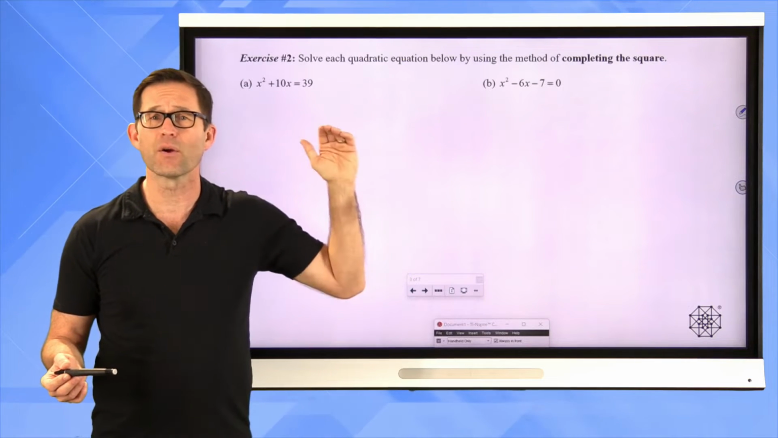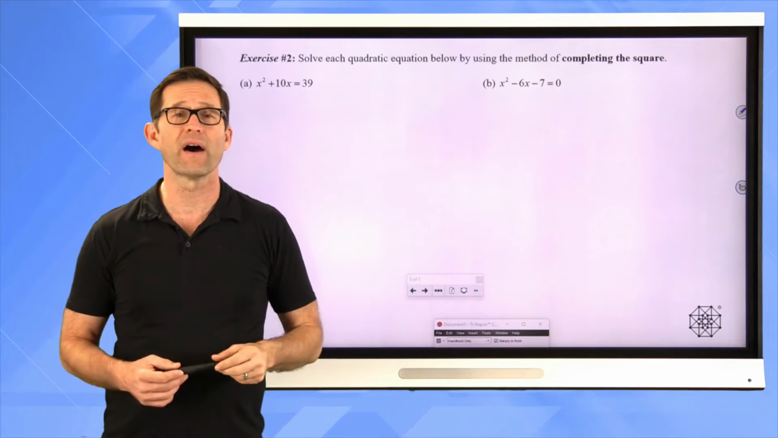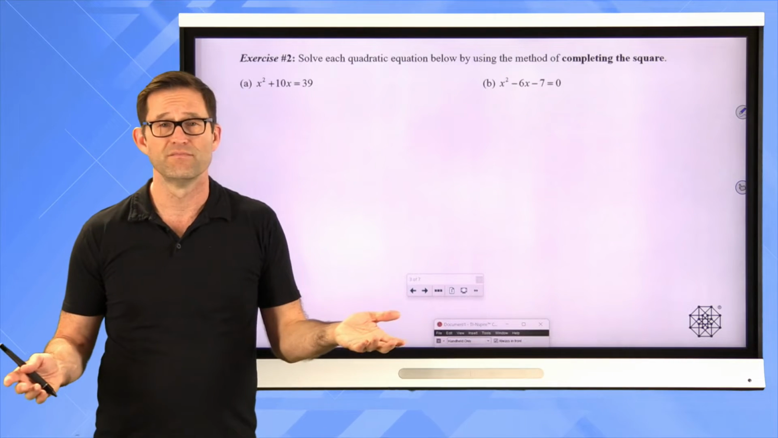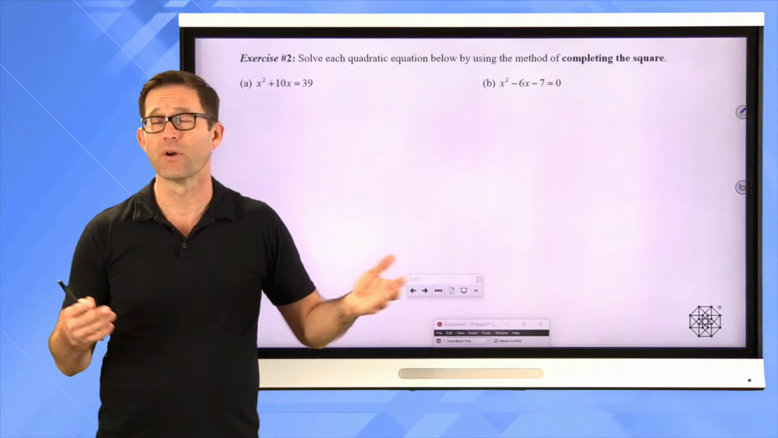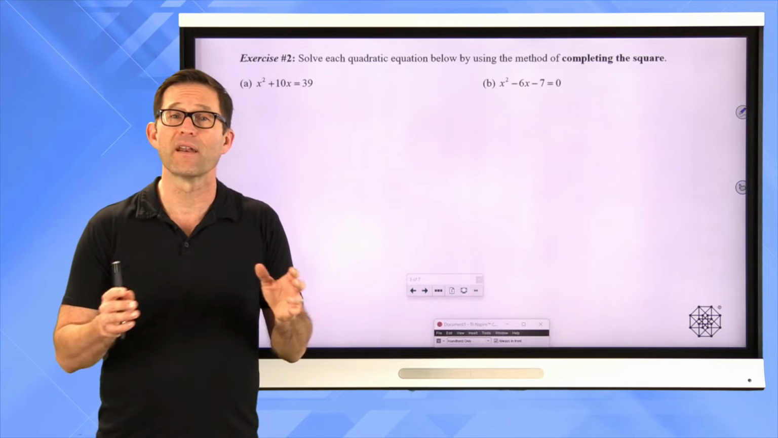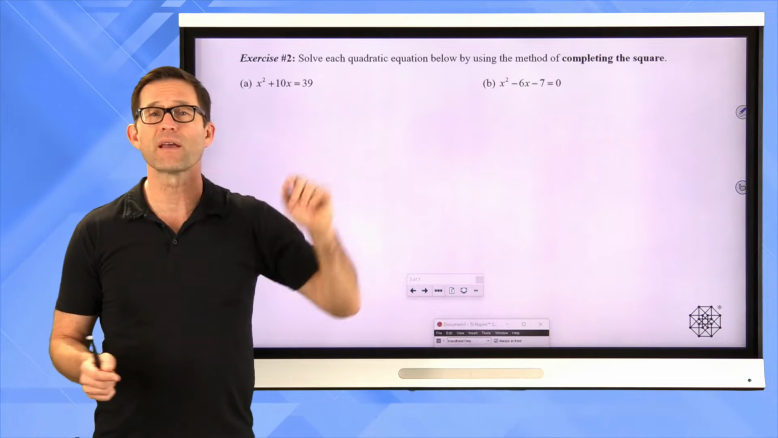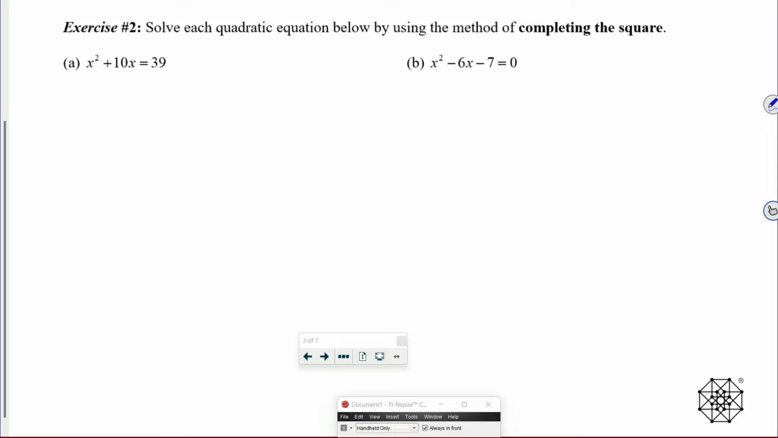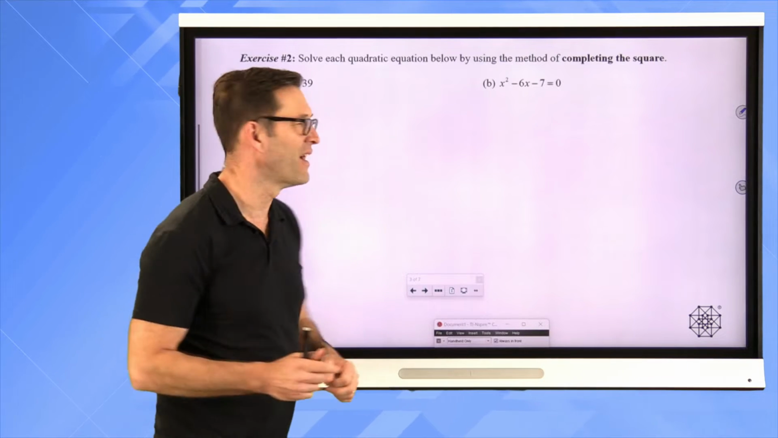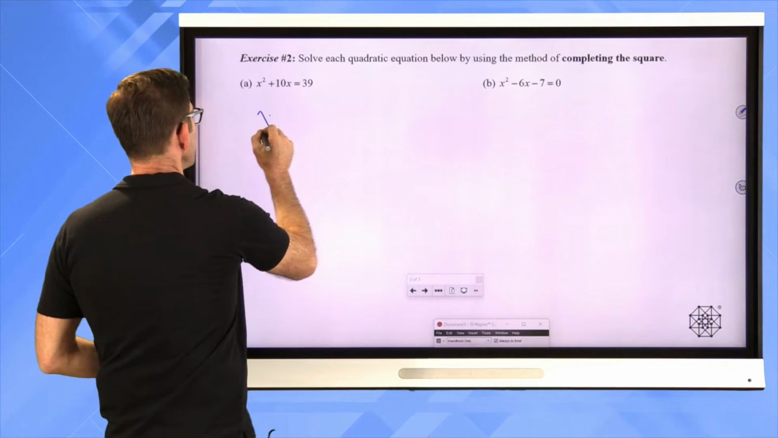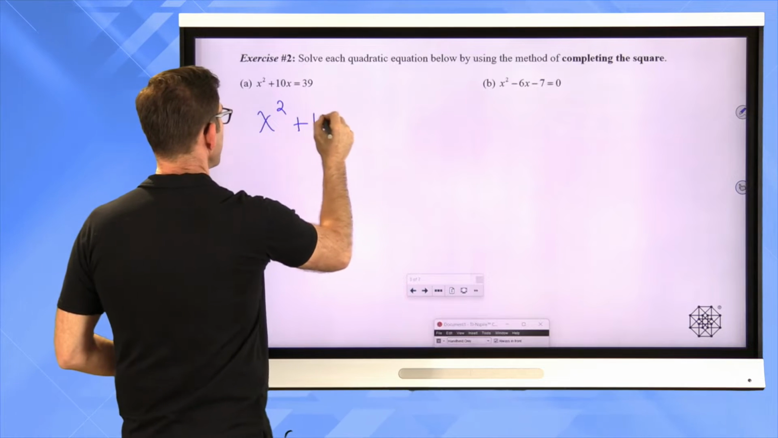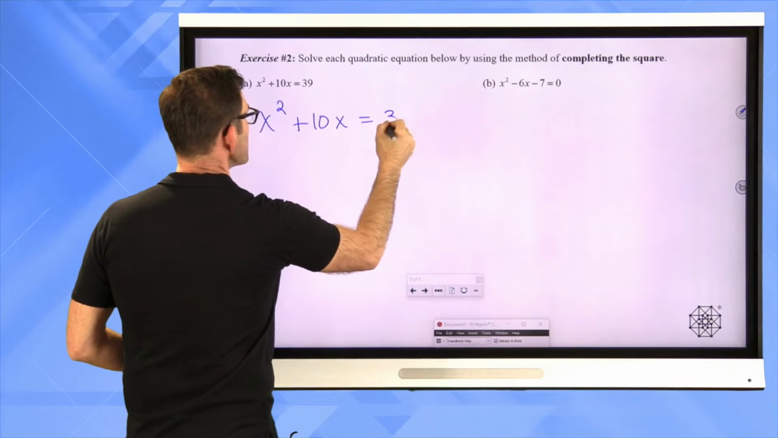The difference is here we're going to be solving these equations for the value of x, whereas in the situation where we're completing the square to identify the center and the radius of a circle, we're not solving for x. Anyway, let's take a look at exercise number 2. Solve each quadratic equation below by using the method of completing the square. All right, so let's talk about how that's done. I'm going to write this equation just a little bit bigger so that you can see it a little bit easier. All right, so first things first.